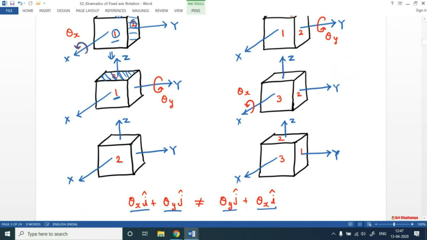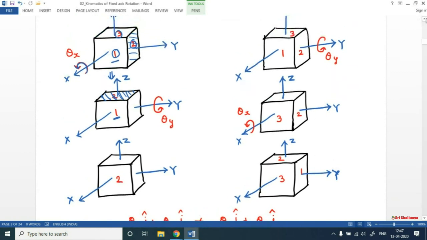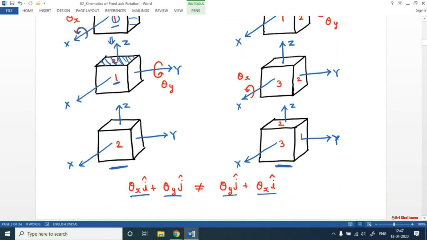But as you see, we started from the same initial orientation, yet the final orientations here and over here are not the same. So we can clearly say that theta x i cap plus theta y j cap is not equal to theta y j cap plus theta x i cap. That means the angular displacement does not commute, meaning a plus b does not give b plus a. So that is why we cannot treat finite angular displacements as vectors, but we can definitely treat infinitesimally small angular displacements as vectors.